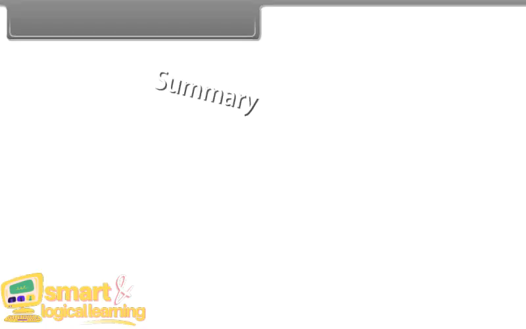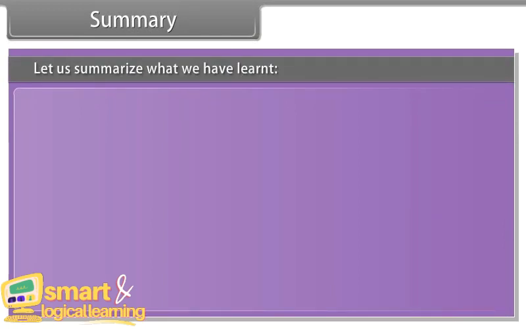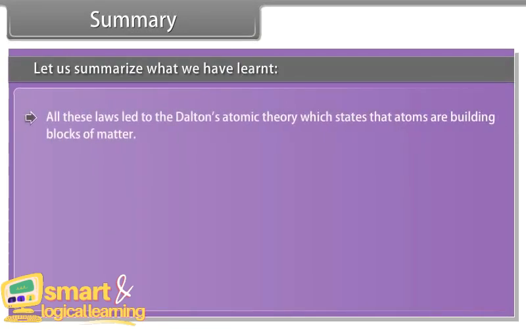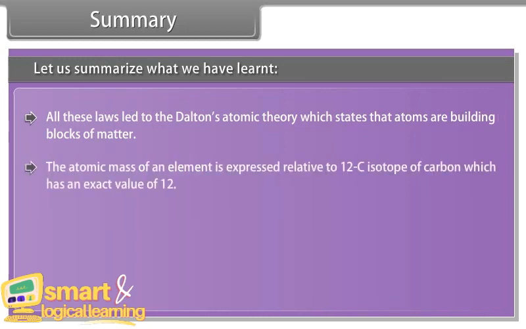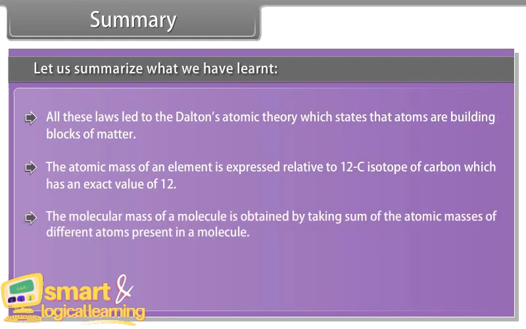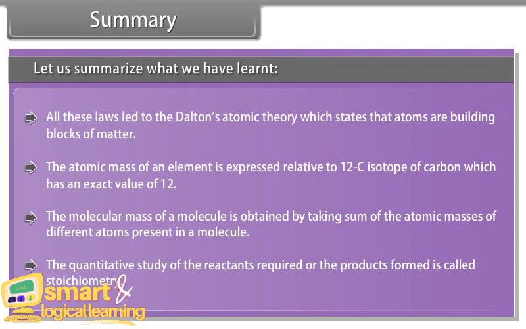Summary. Let us summarize what we have learned. All these laws led to the Dalton's atomic theory, which states that atoms are building blocks of matter. The atomic mass of an element is expressed relative to 12C isotope of carbon, which has an exact value of 12. The molecular mass of a molecule is obtained by taking sum of the atomic masses of different atoms present in a molecule. The quantitative study of the reactants required or the products formed is called stoichiometry.